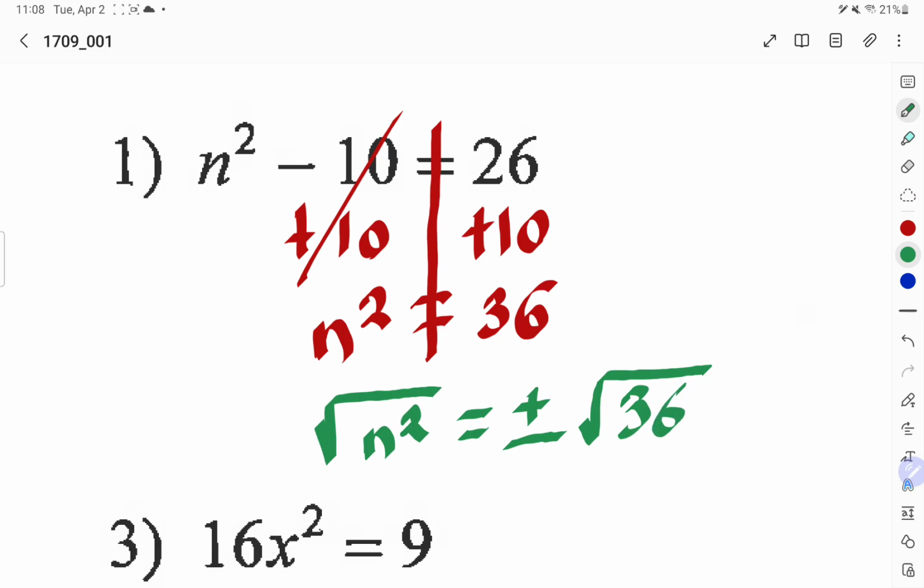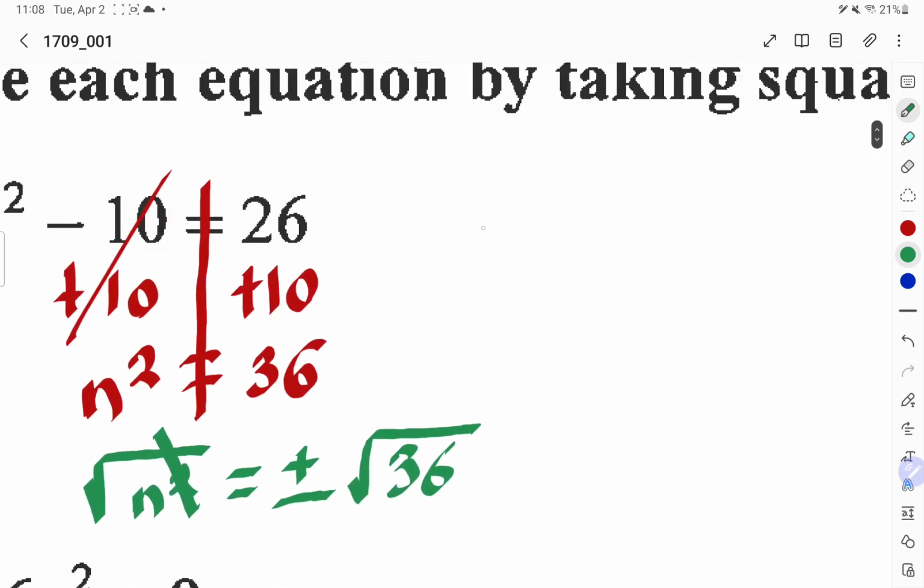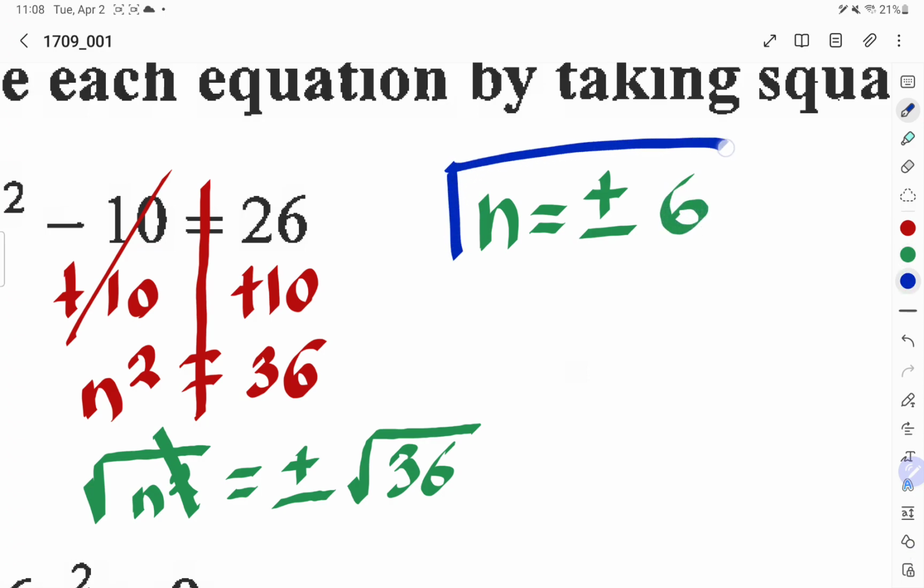We have everything that we need. My square root and my power of 2 are going to cancel out, so what I'm going to have is just n is equal to, and for this one, what is the square root of 36? Just 6. So my answer is this right here.